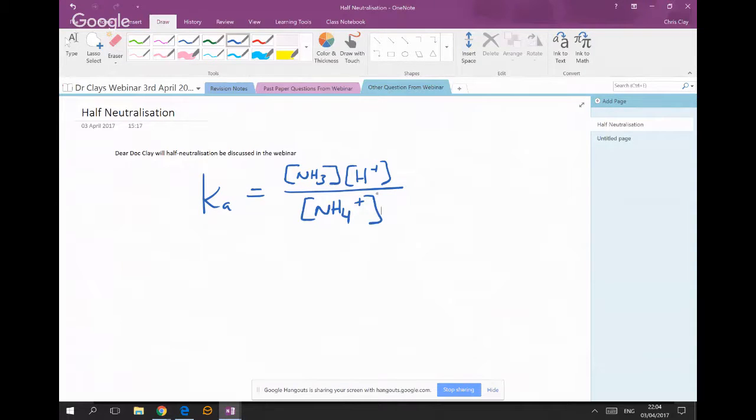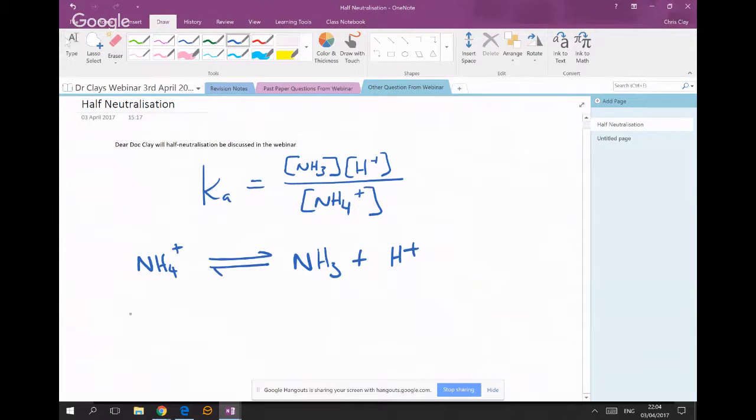Okay, so here's our acid dissociation constant. We're talking about the reaction here where NH4 plus is forming NH3 plus H plus. So that's the reaction that we're interested in. And what's happening is we're adding OH minus to this reaction. So the equation we're actually seeing is NH4 plus plus OH minus, donating this, and we're forming NH3 plus H2O.